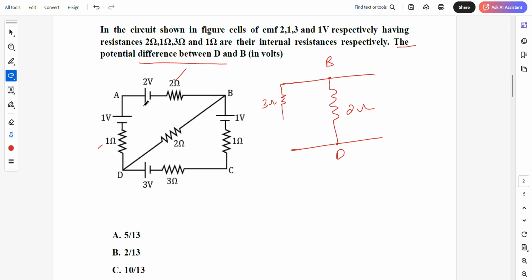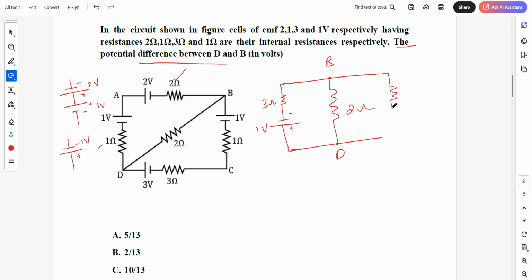Then see here what is connected to B. The negative terminal of the battery is connected, and then the positive terminal here. If I move further, this is the positive terminal and this is the negative terminal. This is plus 2 volts, and this is minus 1 volt, which is dominating. Therefore it will be minus here and plus here. 2 minus 1 is 1 volt. Here this will be minus and this is plus, 1 volt. Now this is 2 ohm, there is no battery here.